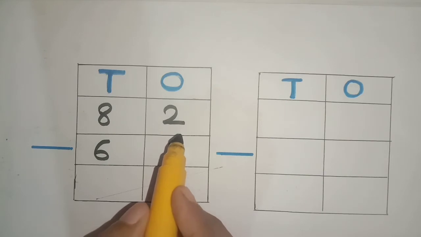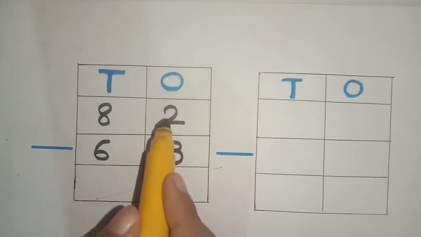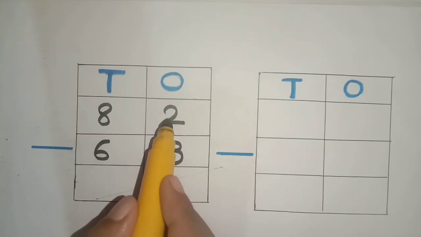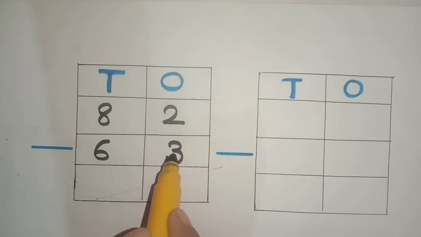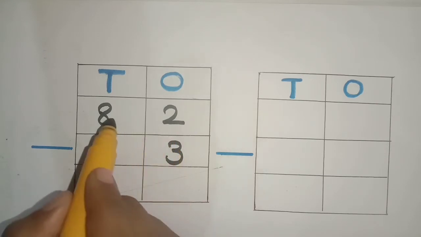Firstly, we have to subtract the place of ones. So 2 minus 3. Okay. And this is also the same. We cannot subtract 3 from the number 2 because 2 is smaller than 3. So it is not possible. Okay. We can't subtract. So what will we do? We have to go to the next place, the place of tens.